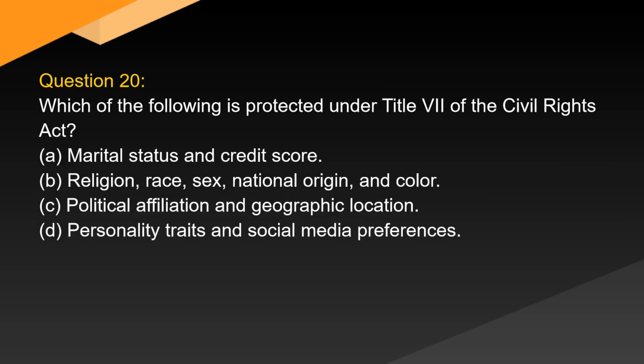Question 20. Which of the following is protected under Title VII of the Civil Rights Act? A. Marital status and credit score. B. Religion, race, sex, national origin, and color. C. Political affiliation and geographic location. D. Personality traits and social media preferences.